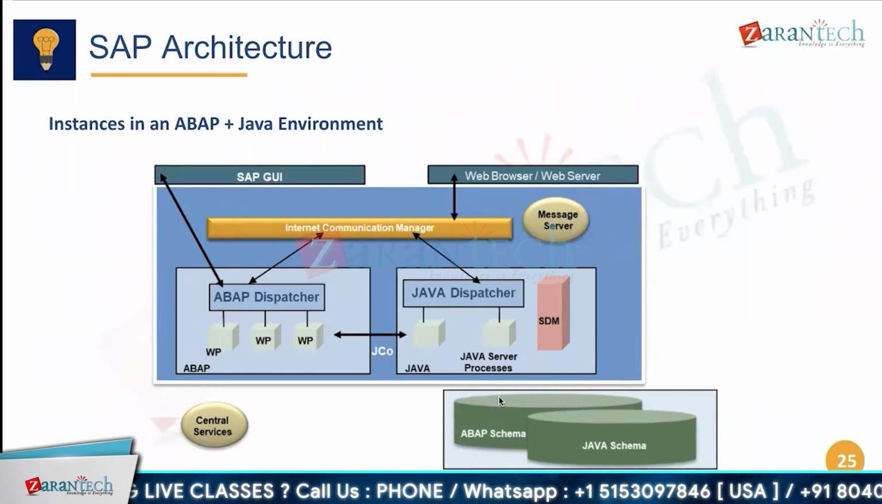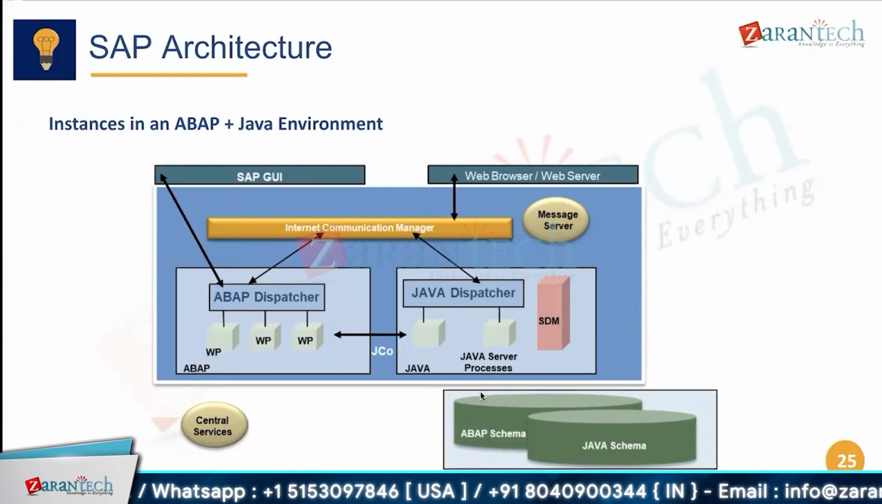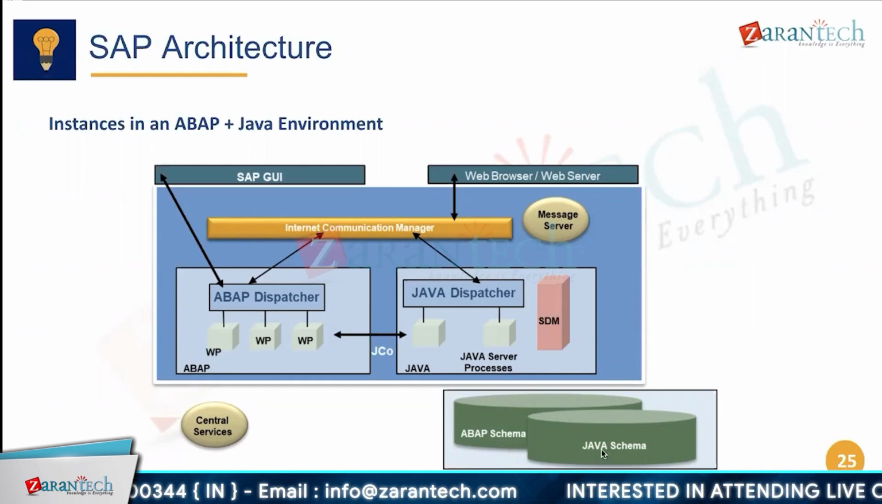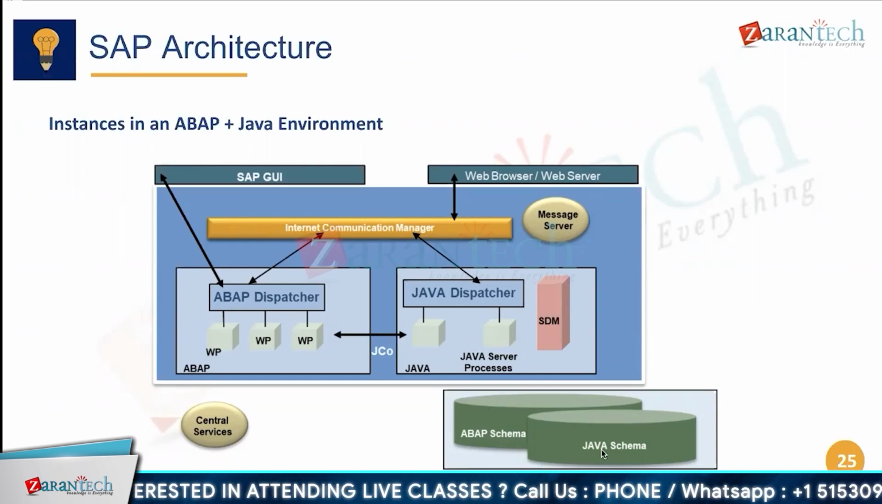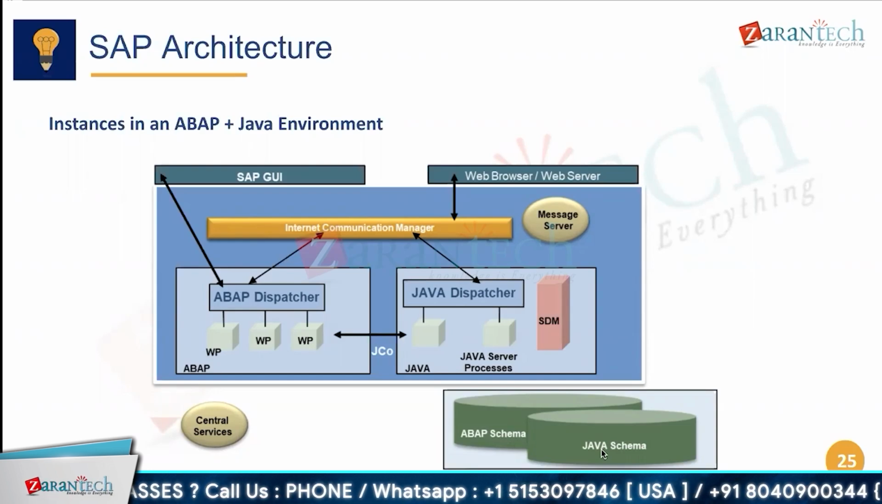Okay, database. In dual stack, you need to understand this particular thing. This is the most important thing. Can you see the terms ABAP schema and Java schema? Exactly. This is where the dual stack is fully messy. SAP realized it. This kind of architecture is one of the messiest architectures SAP has introduced so far. That's why they have simply removed it.